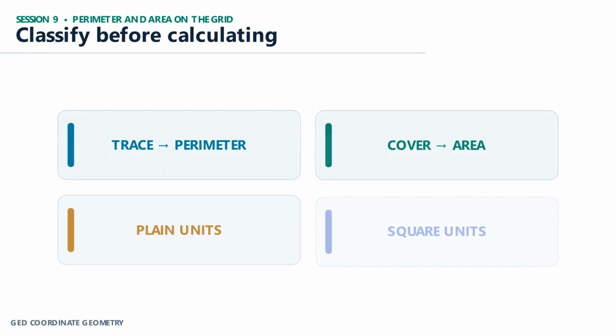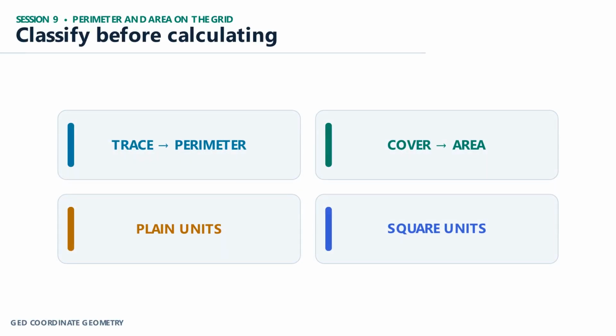Avoid two classification traps. Perimeter traces the boundary and ends in plane units. Area covers the interior and ends in square units. For triangles, a height must meet the chosen base at a right angle, even if that height falls outside the drawing. On a grid, horizontal bases pair naturally with vertical heights, making perpendicularity easy to see.